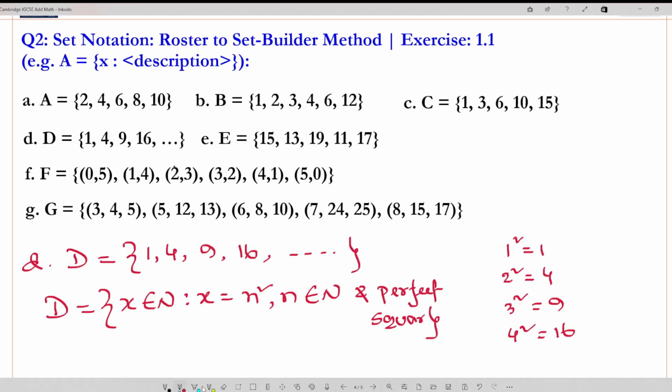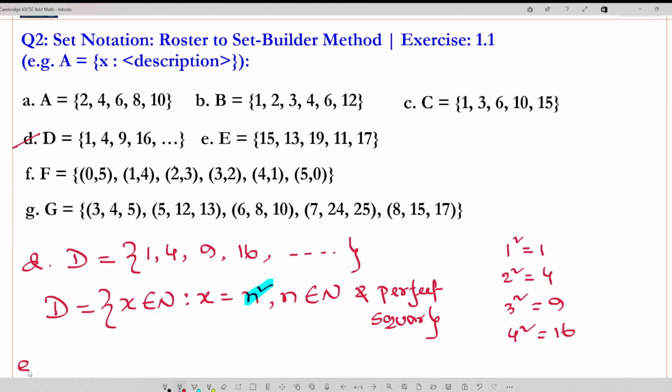Or if you want, you can omit n square, you can write only perfect square. Or if you want, x equals to perfect square, this is also enough. If you want, you can also write x equals to n square, and the word perfect square is not needed, anything you can write. So number D done.